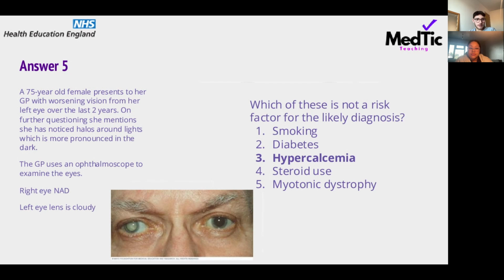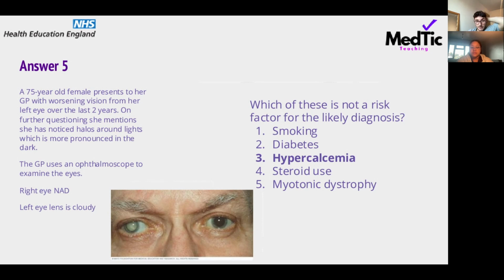Also, one of the things you get with cataracts is halos around the lights. So the question is probably a little bit difficult. It's more about thinking of the ones which would obviously cause cataracts and ruling them out. So smoking and diabetes are big risk factors for developing cataracts.